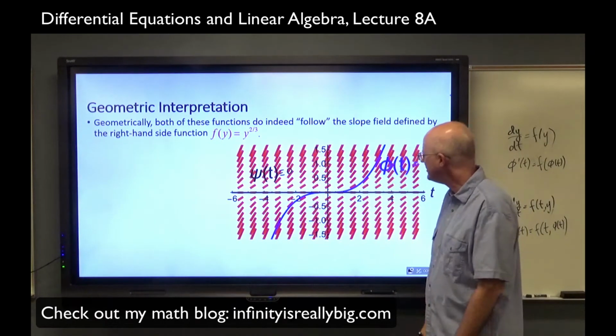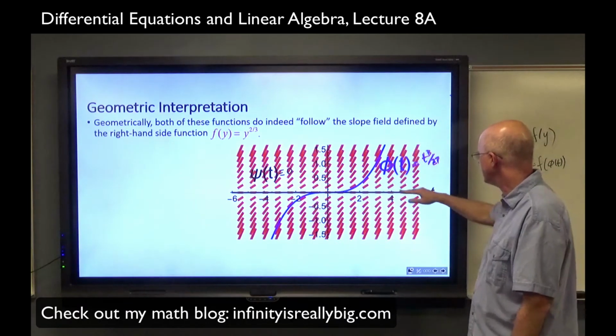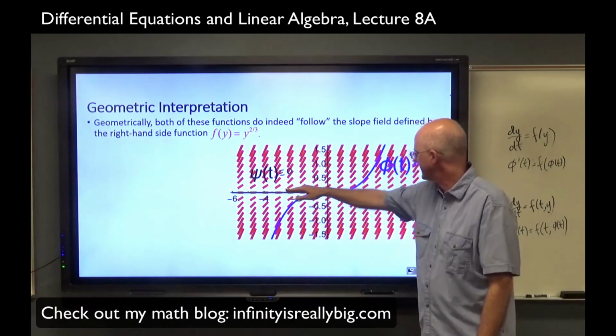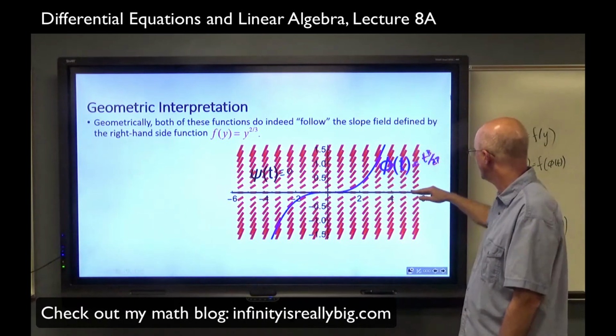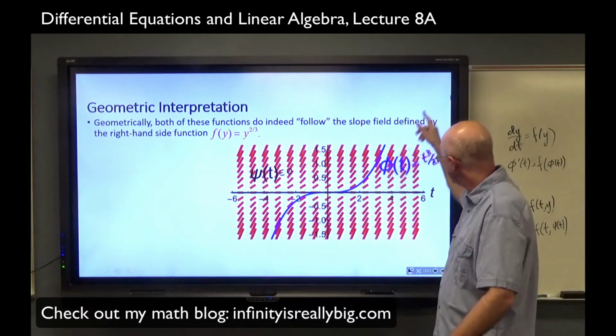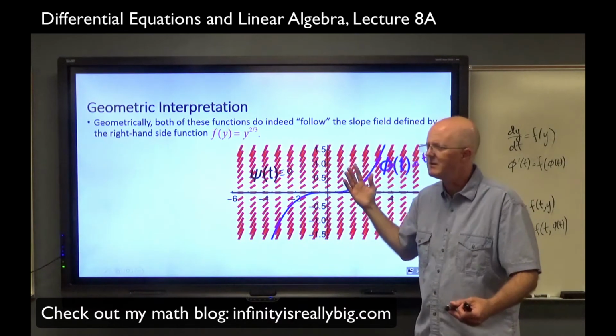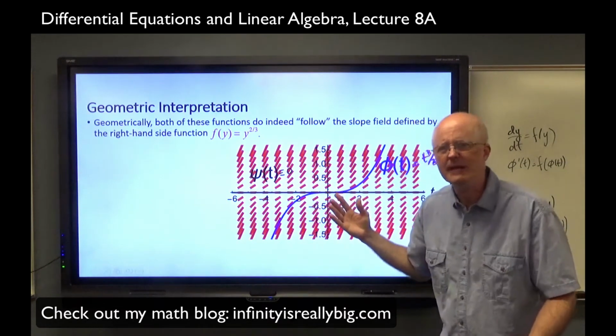And they do both follow the slope field, you might say. The horizontal line here, this equilibrium solution, follows the slope field because the slope field has horizontal lines when y is 0. And yeah, the blue curve seems to follow the slope field too. So this is an issue. You shouldn't want uniqueness to fail, right?